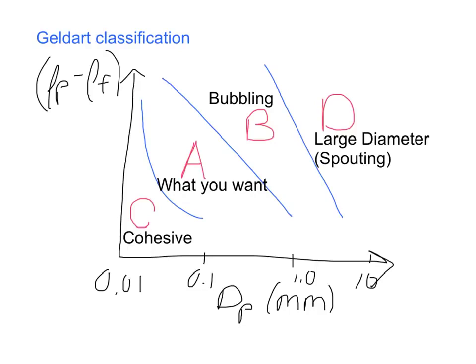One way I like to think about these four classifications of powders, A, B, C, and D, is that A is what you want. You want the regular particles that will fluidize and may eventually become bubbling, but everyone wants to get an A in a course, and therefore that is the ideal situation. B is for bubbling, and that's self-explanatory. C is for cohesive, meaning the particles are sticking together so strongly that they won't fluidize. And then D you can think of as diameter, as a large diameter particle, and these larger diameter particles will form these spouting beds.